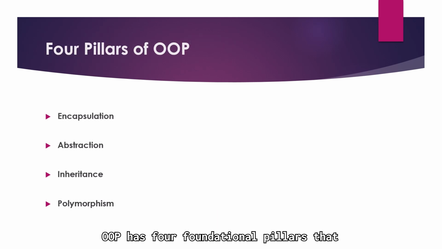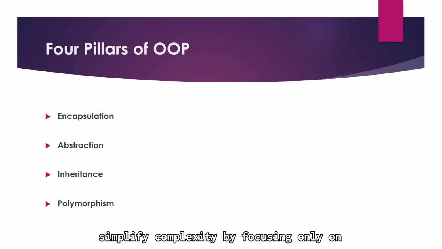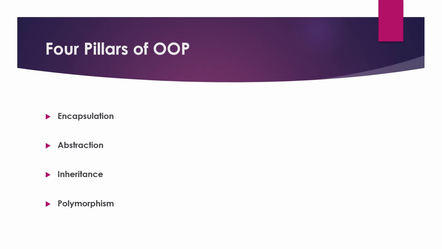OOP has four foundational pillars that every developer must master. First is encapsulation, which protects internal state and exposes only what's necessary. Second is abstraction, which lets us simplify complexity by focusing only on essential behavior. Third, we have inheritance, which allows us to create hierarchies and reuse code. And finally, polymorphism, which enables a single interface to represent different underlying forms. These concepts aren't just academic, they are used in every well designed system, from frameworks to APIs to entire architectures.